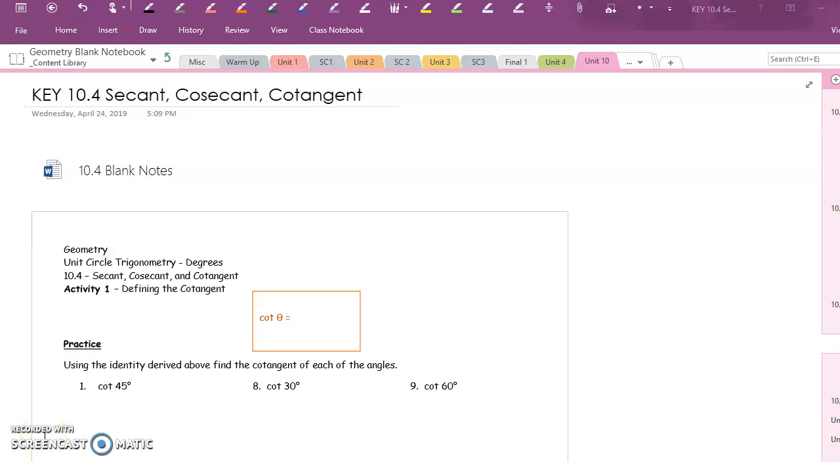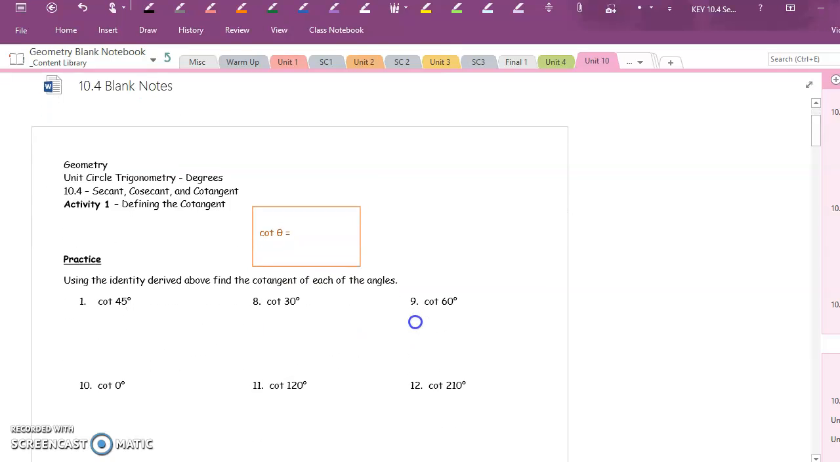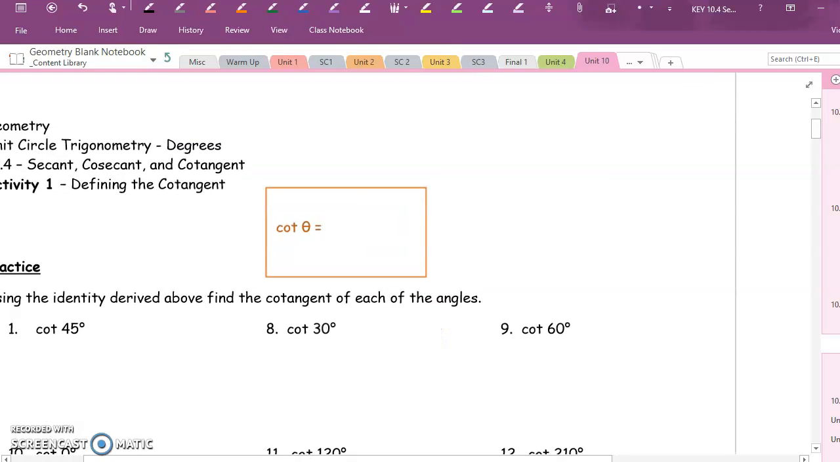Section 10.4 focuses on secant, cosecant, and cotangent and learning what each of these ratios become. For defining cotangent, cotangent is when we take cosine over sine. Cotangent starts with a C, therefore C goes on top, cosine goes on top.